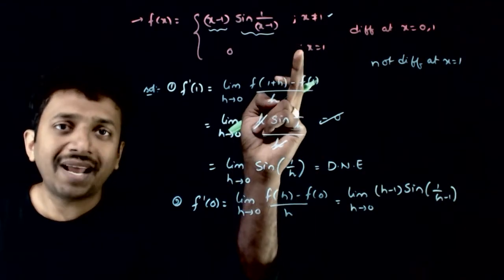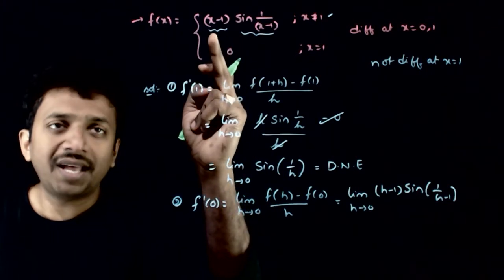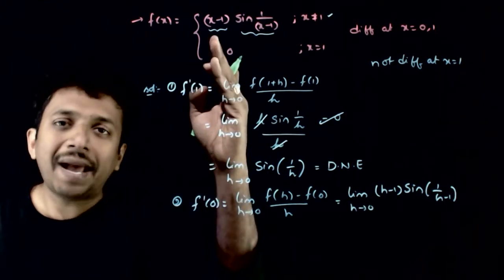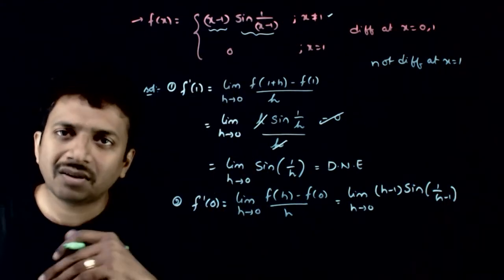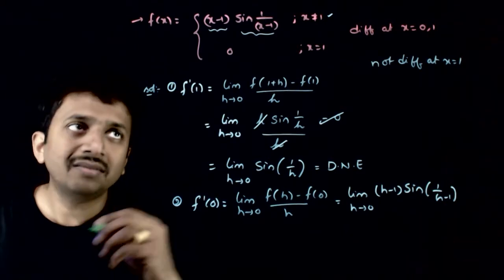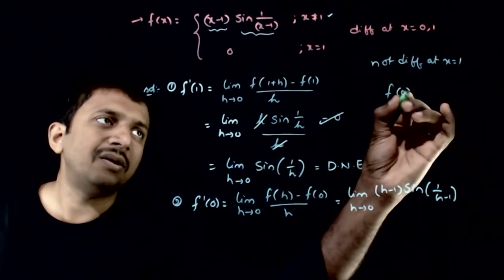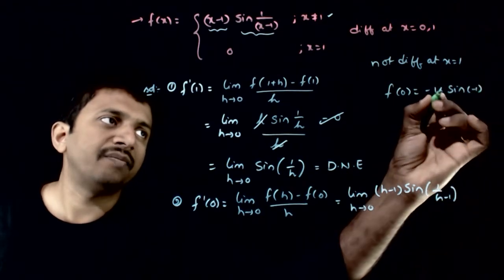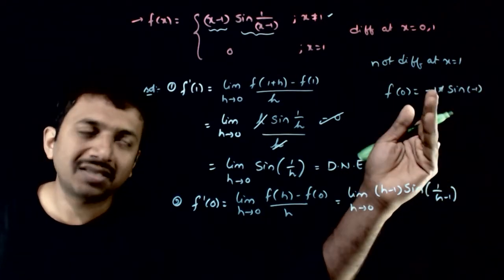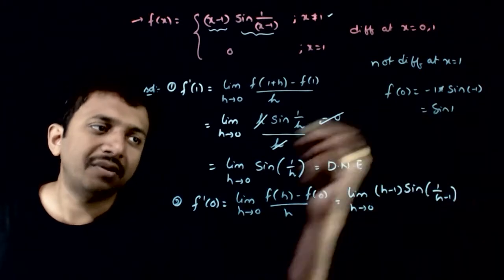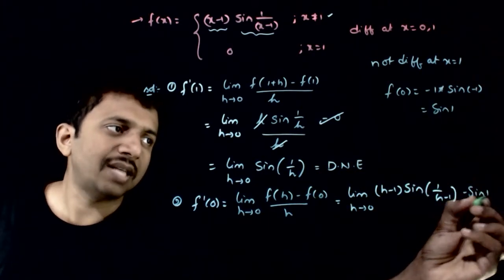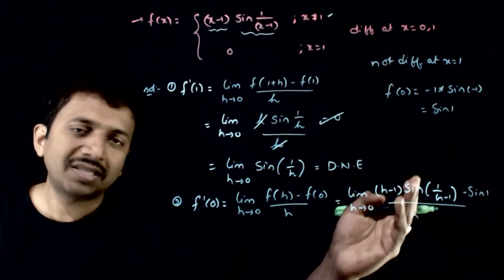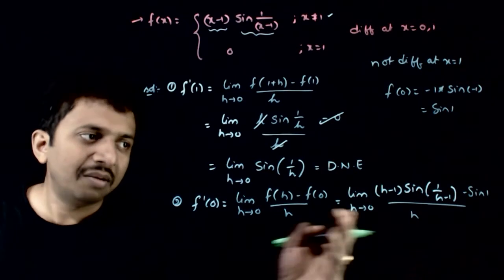What is f of 0? At x is equal to 0 this works. So if you take x is equal to 0, you get minus 1 sine of minus 1. So f of 0 is nothing but minus 1 times sine of minus 1, and this sine of minus 1 is minus sine 1. So minus and minus get cancelled, and you get minus sine 1. So we have (h minus 1) sine of 1 by (h minus 1) minus (minus sine 1), all by h.